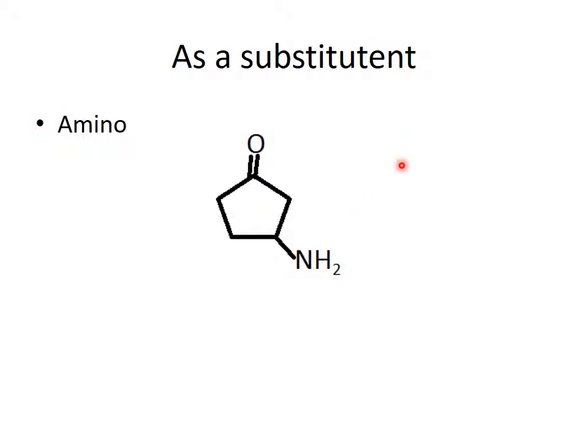We also can name the amines as substituents when there is a higher priority functional group, such as a ketone or an alcohol. What we do is we name the nitrogen part, the amine part, as amino. So we go to this molecule and we say, oh, the ketone has greater priority over the amine, so we're going to name this cyclopentanone and then put on the amine as a substituent. So what do we name this? We name this 3-aminocyclopentanone.